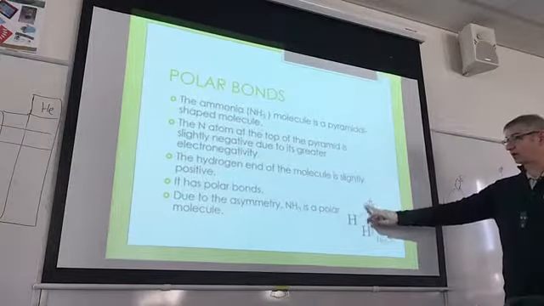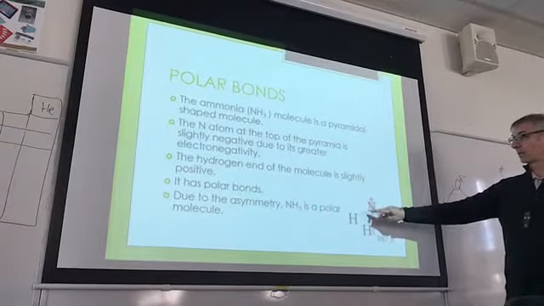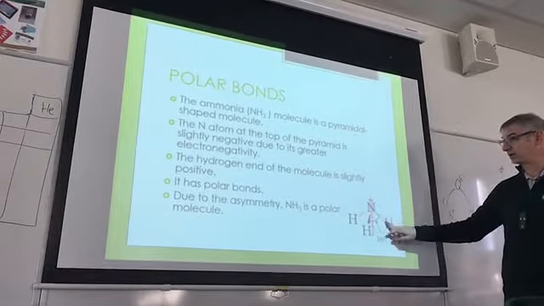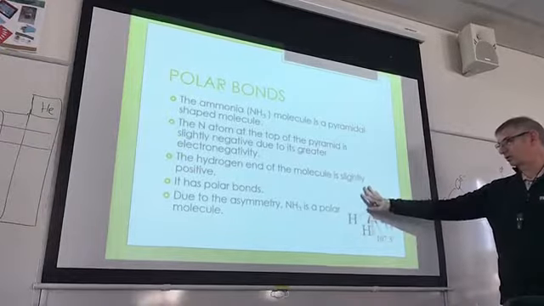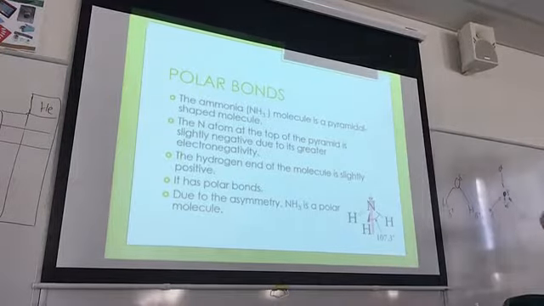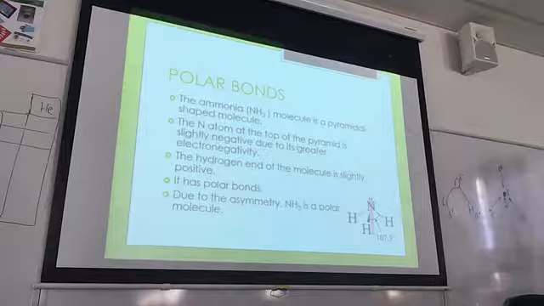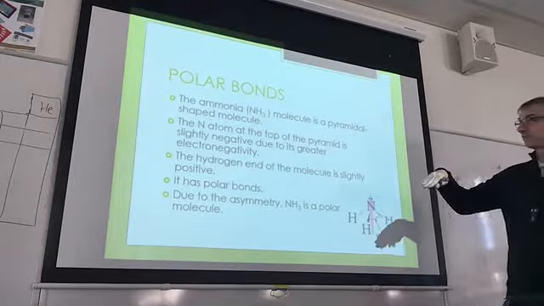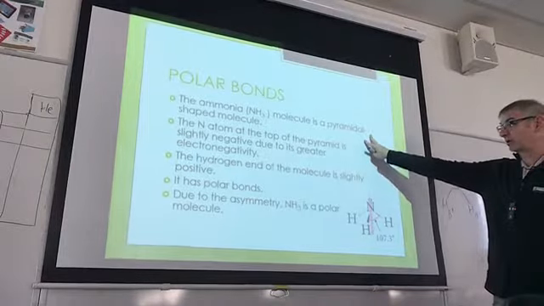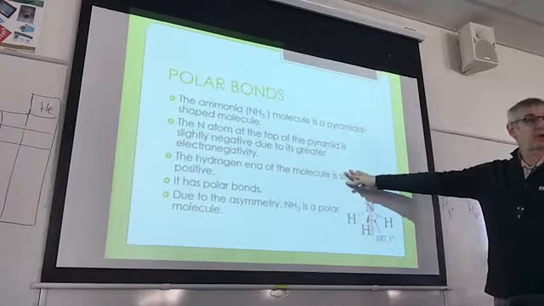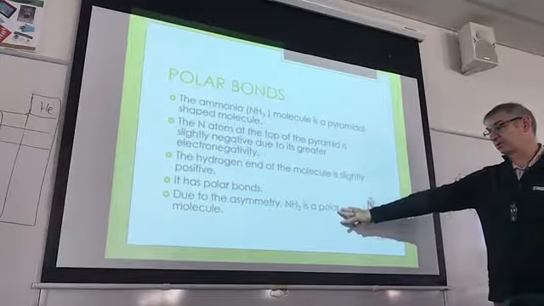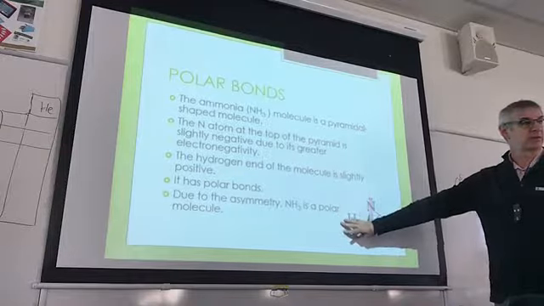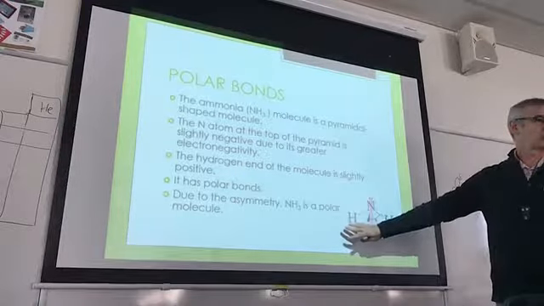Slightly negative at the top because of the polar bond. Because this has got a higher electronegativity than the hydrogens. These are positive because the electrons are drawn that way. It's got polar bonds. It's asymmetrical, so it's a polar molecule. So you can see the logic process that we're going through there. First of all, what's the shape of the molecule? What's the polarity of the bonds? What's the distribution of the bonds within the molecule to work out whether or not it's polar or non-polar?